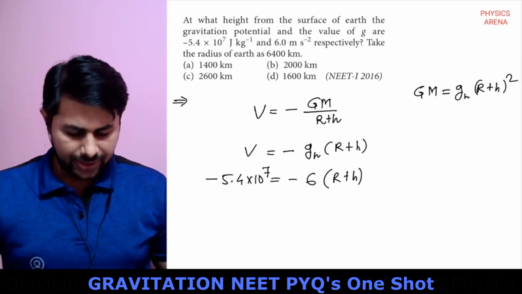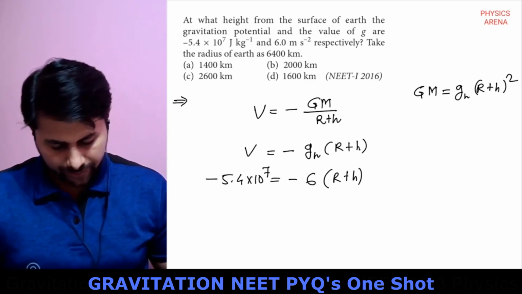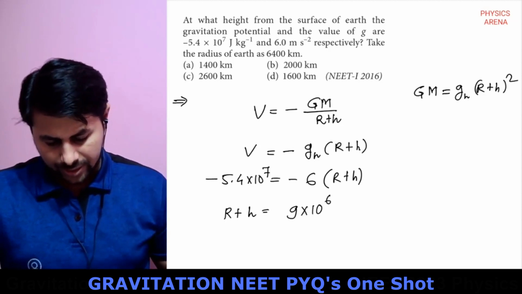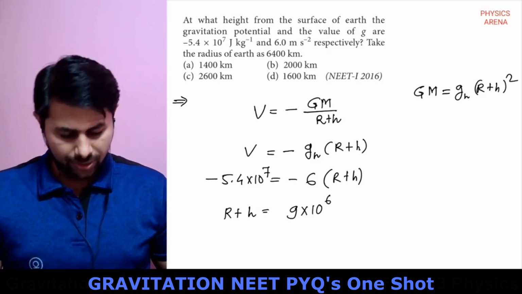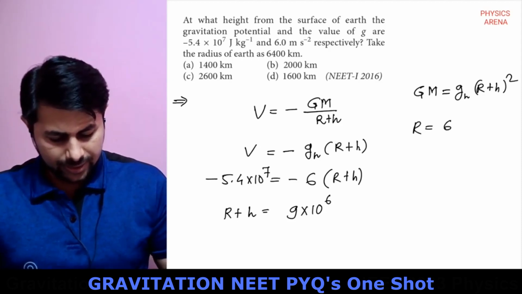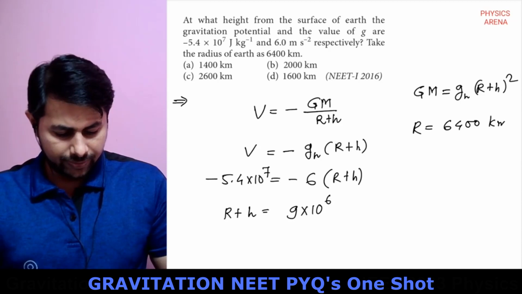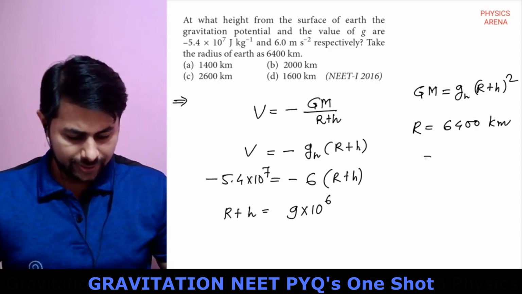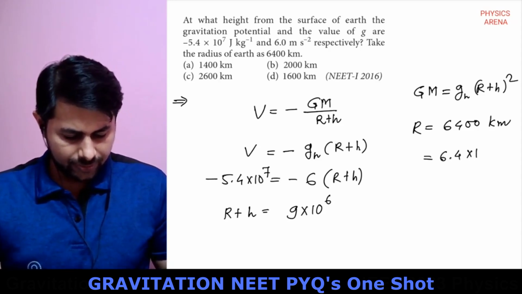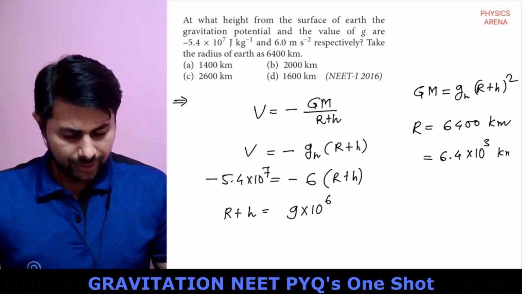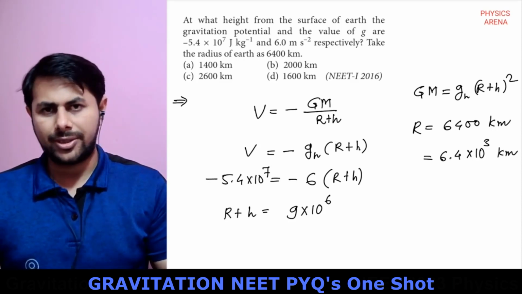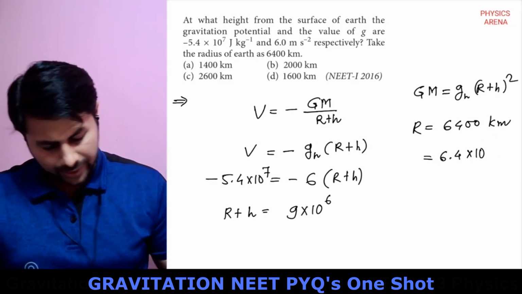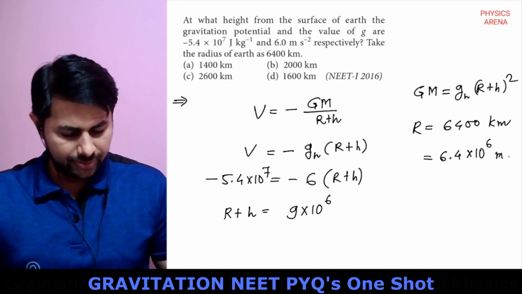So how much is that? 9 times 10 raised to 6. So R plus H equals 9 multiplied by 10 raised to 6. How much is R? It is 6,400 kilometers, or you can say 6.4 multiplied by 10 raised to 3 kilometers. And if you want to convert it into meters, 1 kilometer is 10 raised to 3 meters, so it will be 6.4 multiplied by 10 raised to 6 meters.